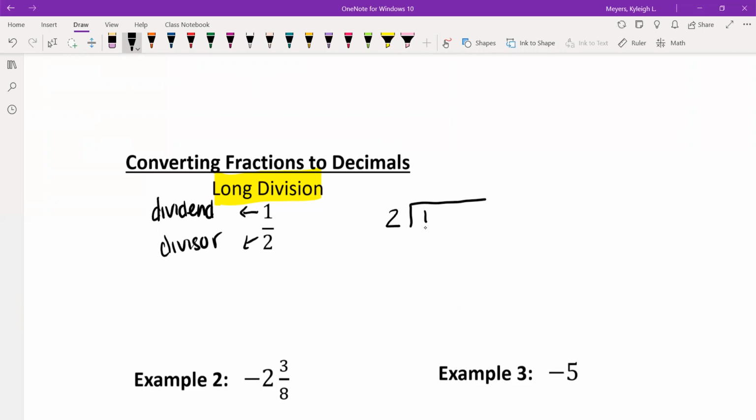Can 2 go into 1 at all? No, right? So if that happens, we have to add a point and a 0. If we add a point underneath, we add 1 up top. And we said that 2 goes into 1 0 times. But now we have to look at this whole thing. How many times does 2 go into 10? 2 goes into 10 5 times. So then we're going to subtract 10, and then we get 0. So we want to keep on dividing until we get a remainder of 0. So then 1/2 as a decimal is 0.5.